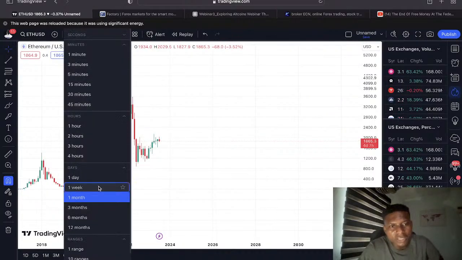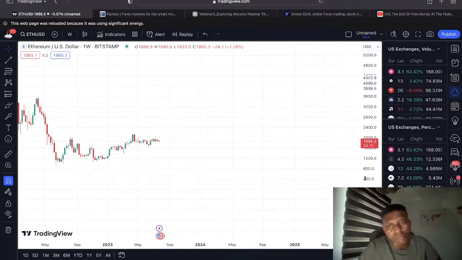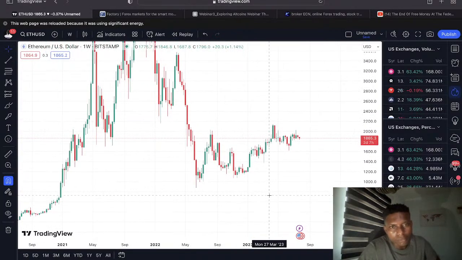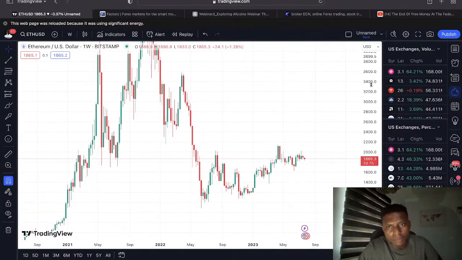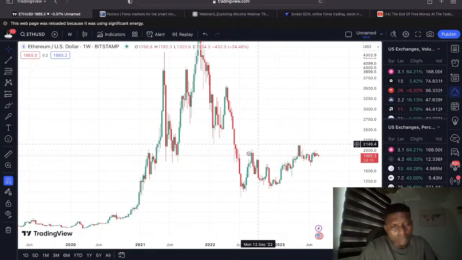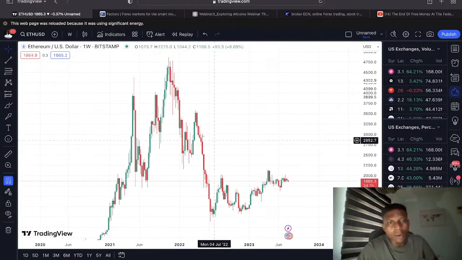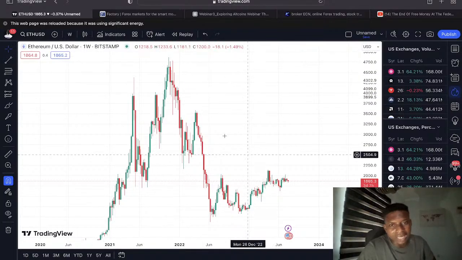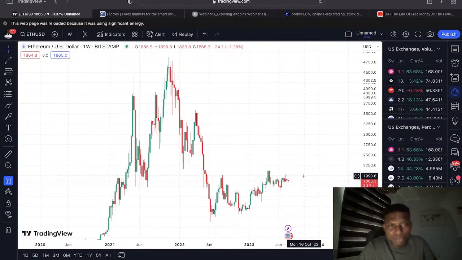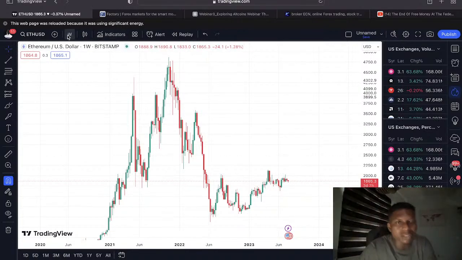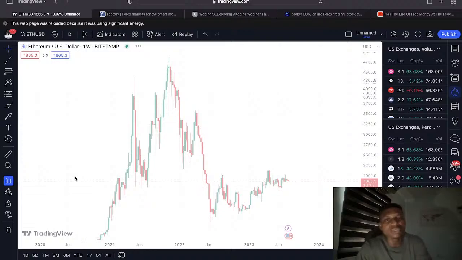Okay, this is the weekly time frame. So this time frame, or this chart, now helps you to understand price movement of Ethereum. Okay, you can use price action, you can use the fundamental analysis on this.